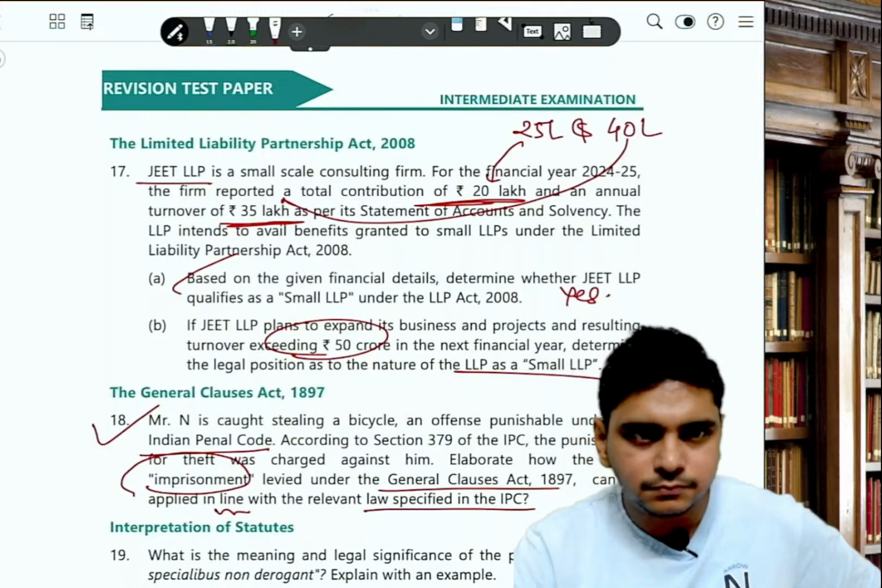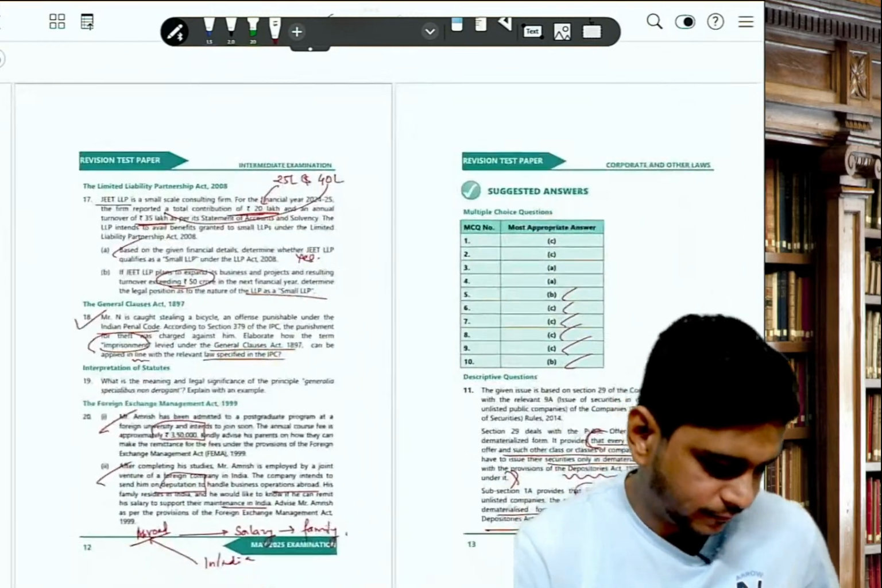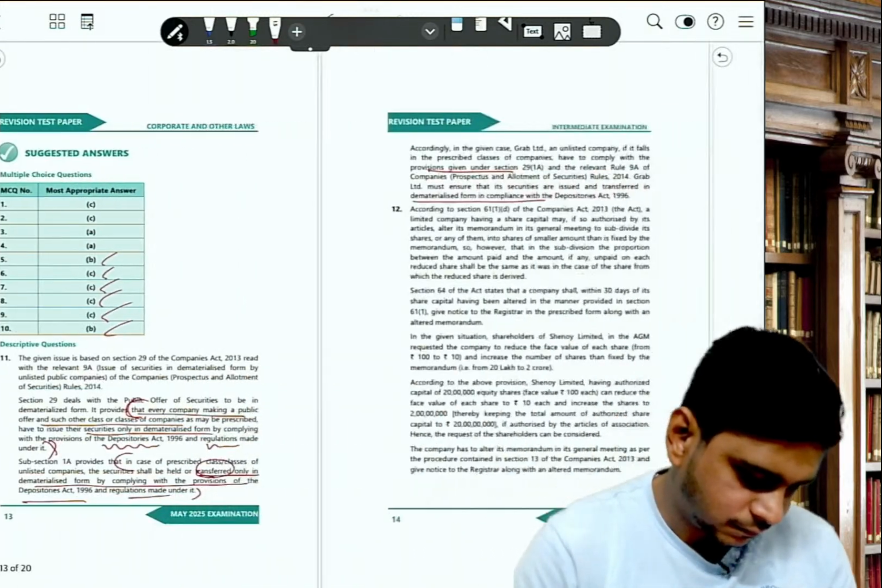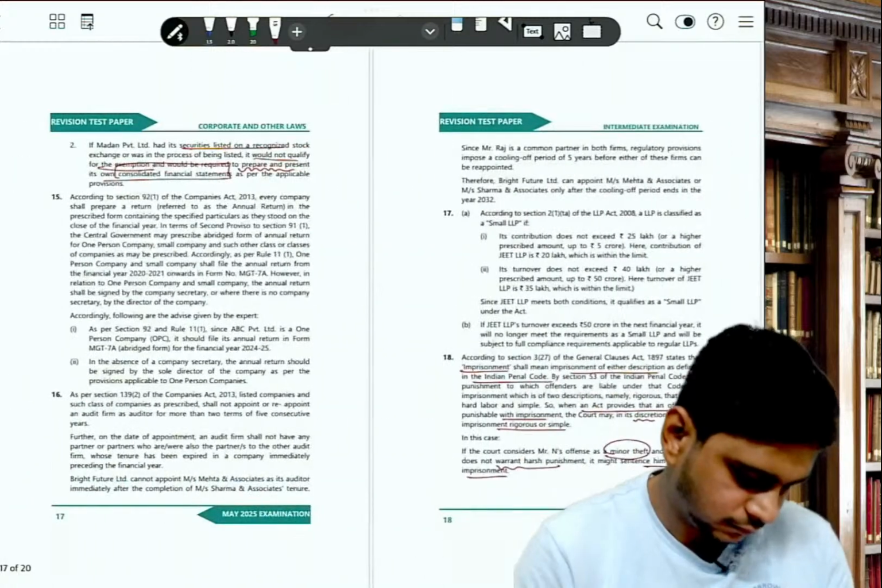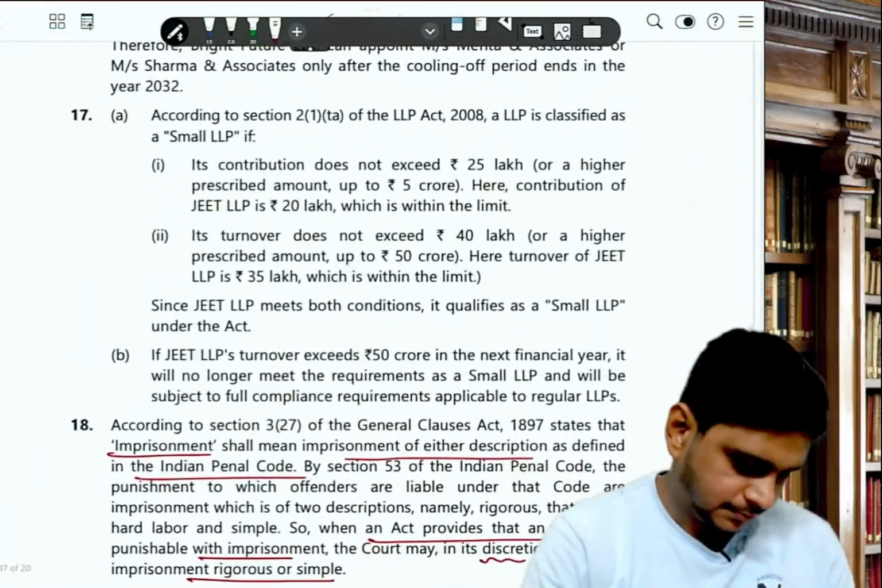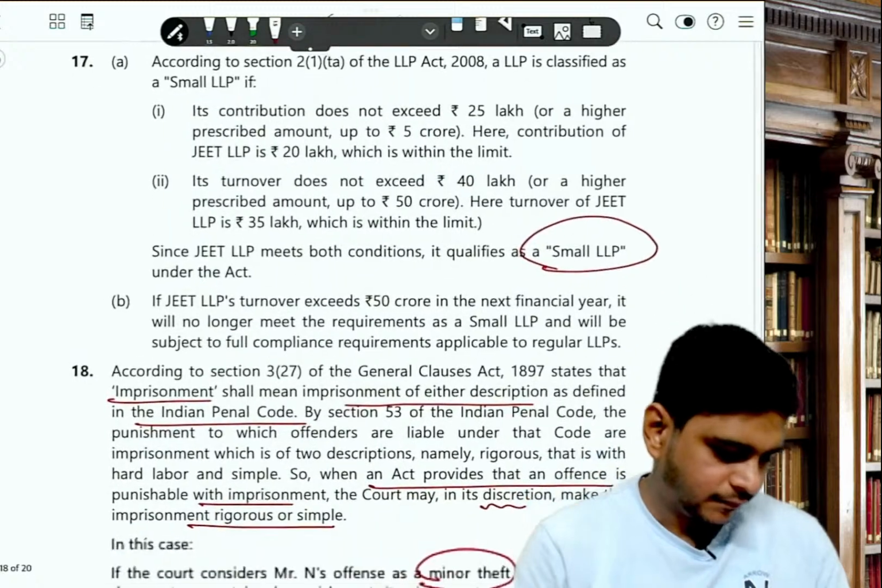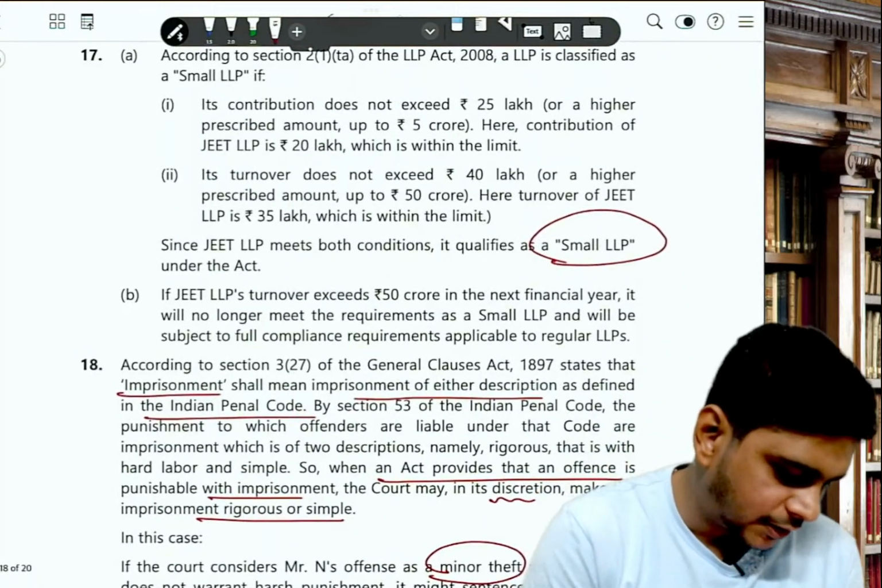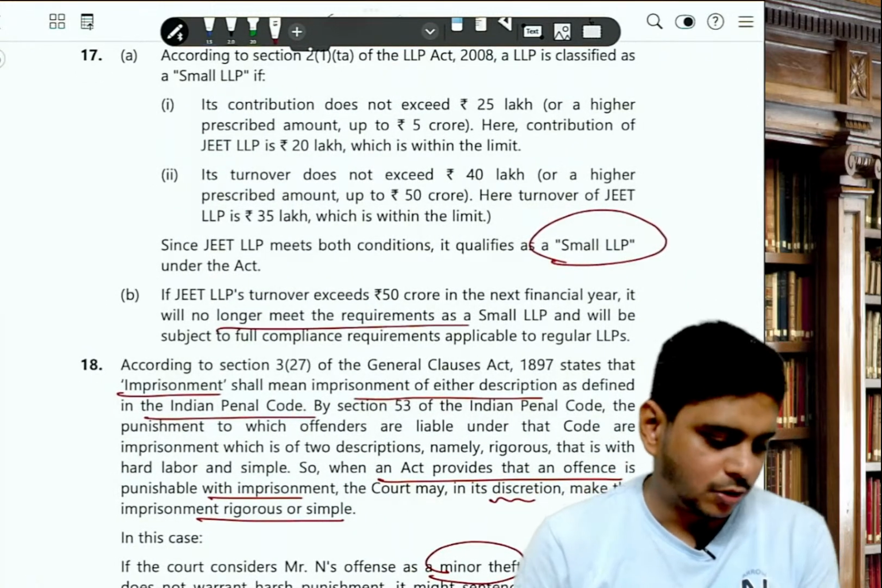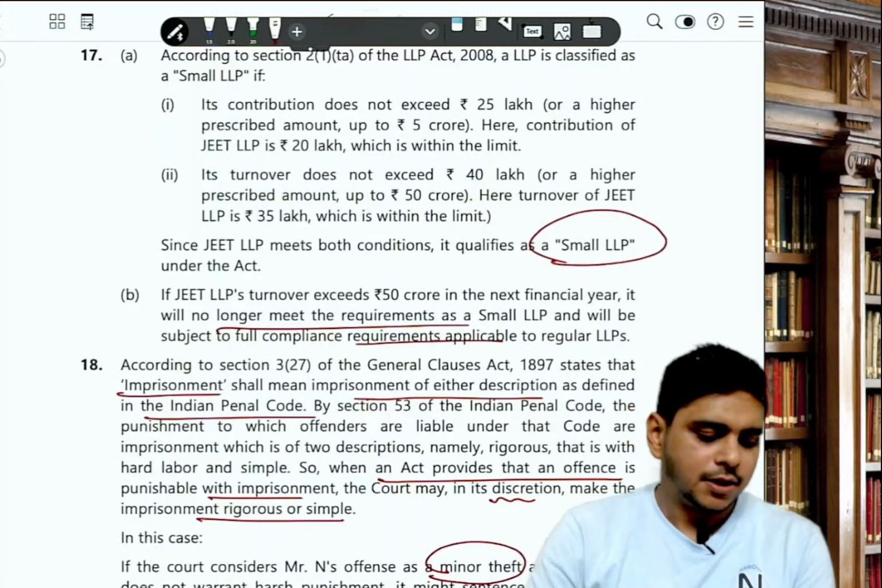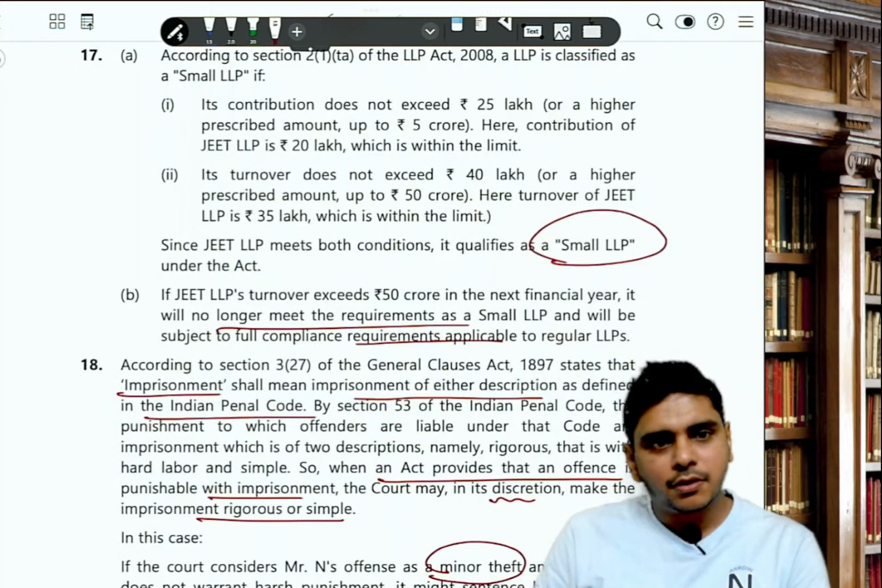No. Logical, no. 17th answer. It is a small LLP. If the turnover exceeds 50 crore in the next financial year, it will no longer meet the requirement as a small LLP and will be subject to full compliance requirements applicable to a regular LLP. Over.